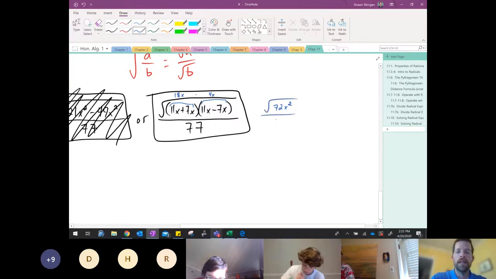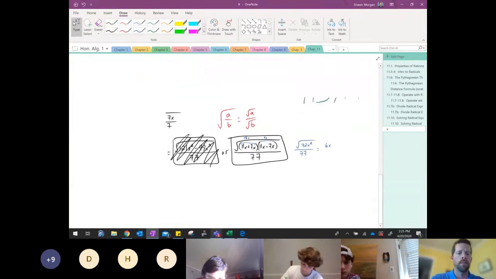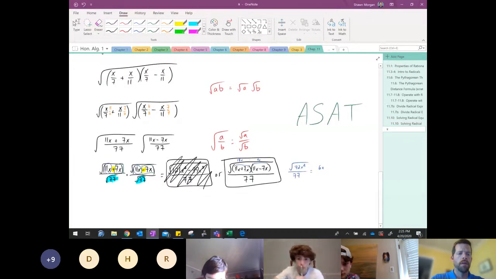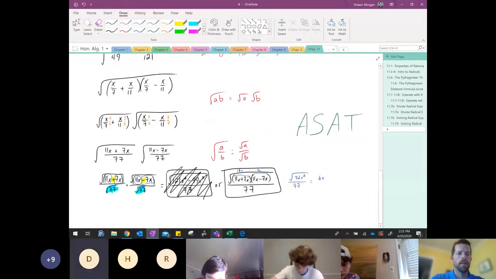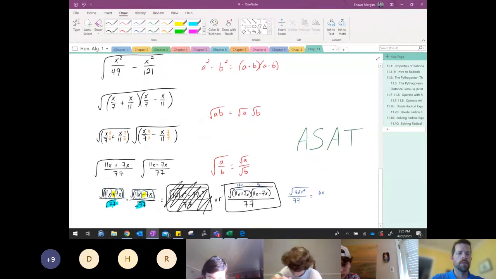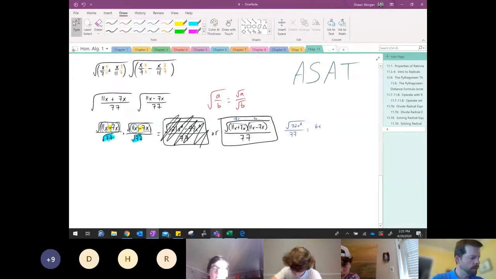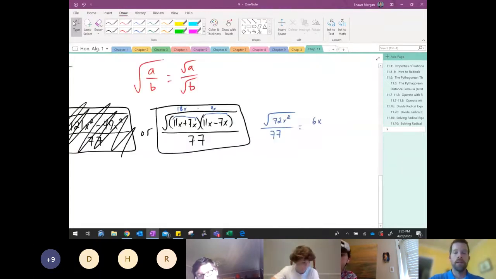So we definitely need to simplify that more. 72 is 36 times 2. So that's 6. X squared is going to be x. And I wonder if we need the absolute value. Let's look back through the problem. Originally, it was x squared, so there were no guarantees that x was non-negative. They say, in the instructions, to assume that all variables represent positive real numbers. So we don't need absolute value.